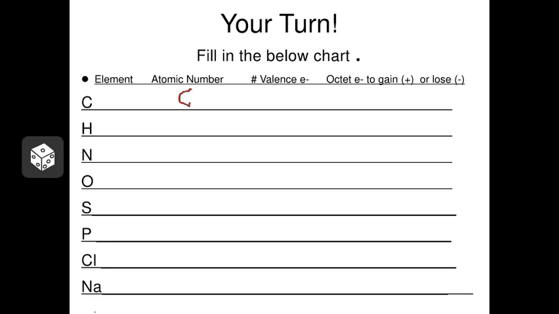The atomic number for carbon is 6. If you count that out, the number of valence electrons it has is 4. So to meet the octet rule, it could either gain or lose 4 electrons. Now in the case of carbon, it's going to gain 4 electrons. It wants to get 4 from somewhere, rather than lose. Fill this chart out and bring it to class with you.